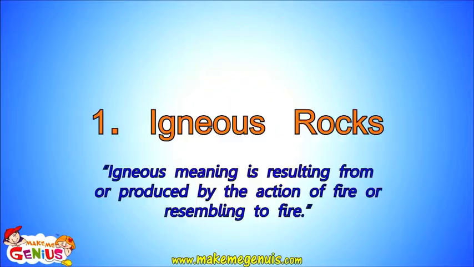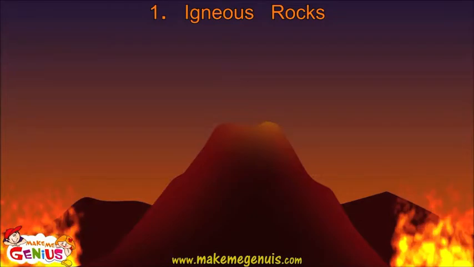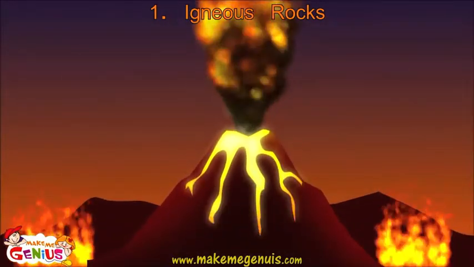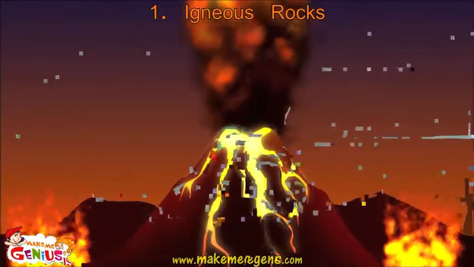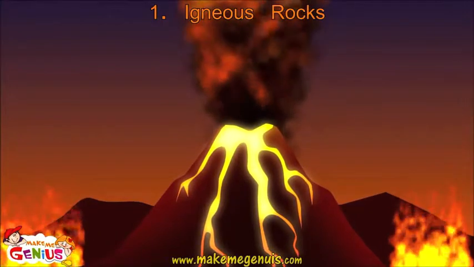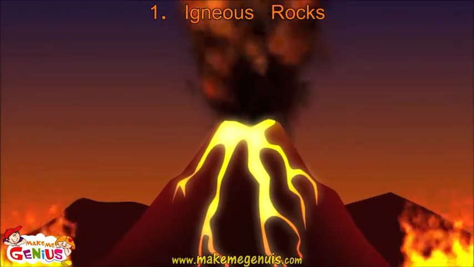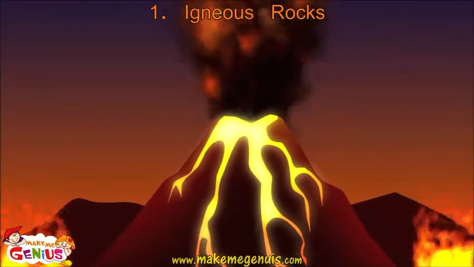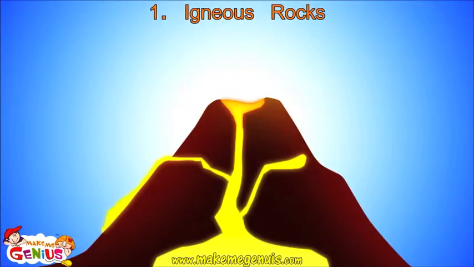Let's first learn about igneous rocks. To understand igneous rocks, let's first know the meaning of igneous. Igneous means resulting from or produced from fire. To understand it further, let's first understand the volcano. Inside the Earth's core, there are a lot of molten metals and minerals. These melt due to very hot temperatures inside the Earth. The melted material is called magma.